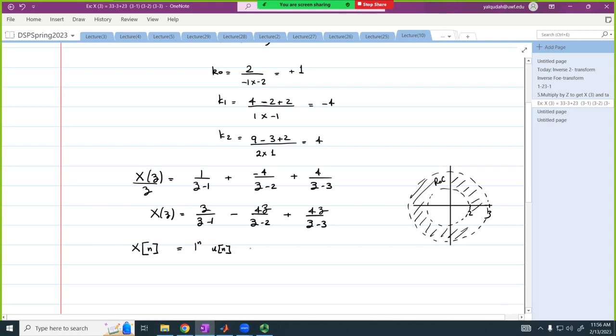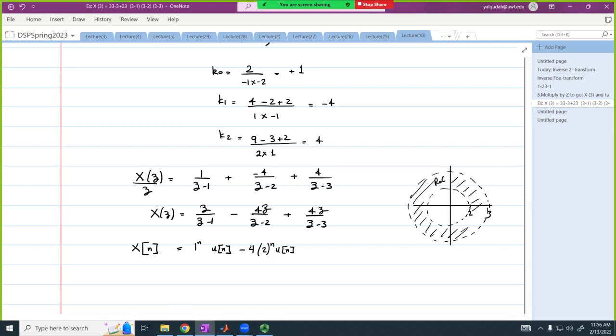The next term, what is the inverse z transform of 4z over z minus 2? The region of convergence is to the outside of it, so it is right-sided. So what's it going to be? Minus 4 multiplied by 2 to the n. 2 to the n. Very good. u of n. Is that clear?